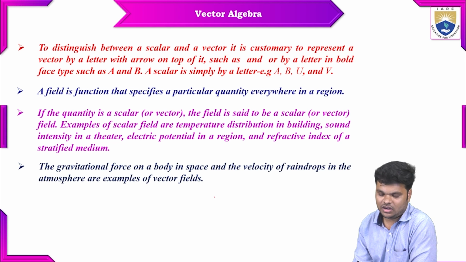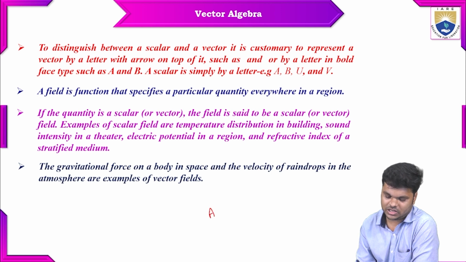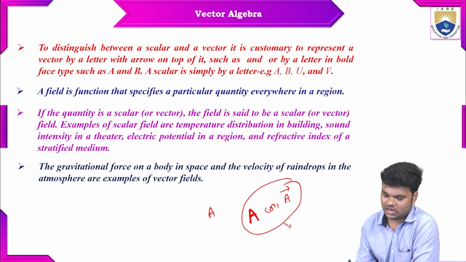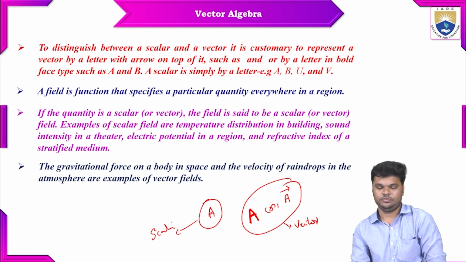Let's see the notation of scalar and vector. Suppose a physical quantity called A is there. If it is a scalar quantity, I should just represent it like this, A. If I want to represent it as a vector quantity, then I should make this letter bold. Otherwise, I can represent the same vector quantity as A with an arrow over its head. This is a vector quantity and this is a scalar quantity.